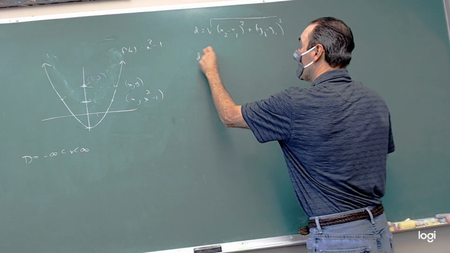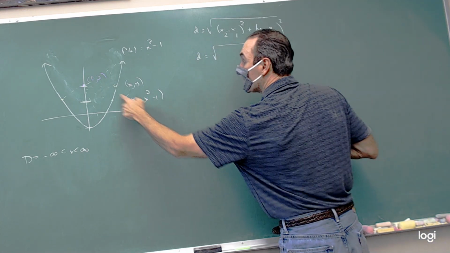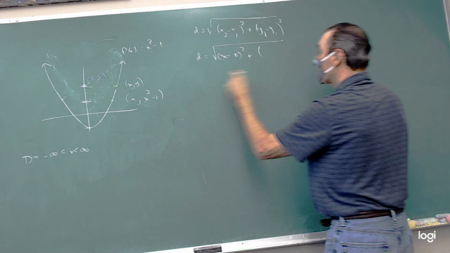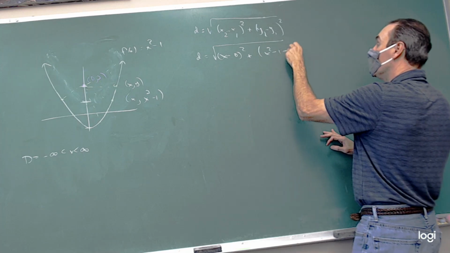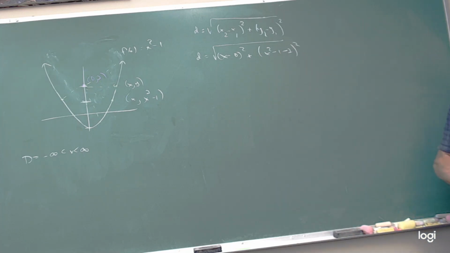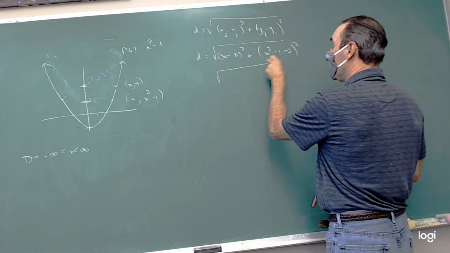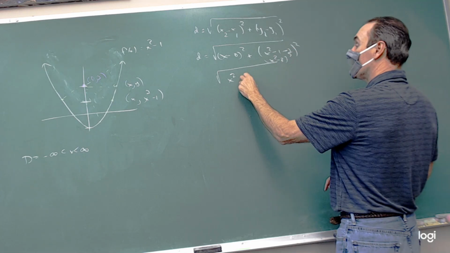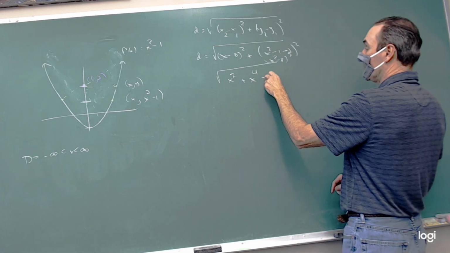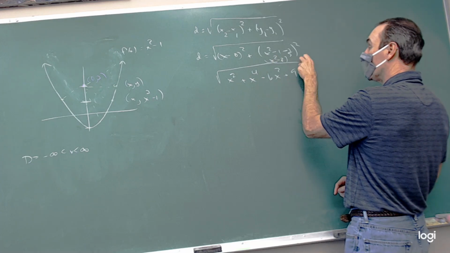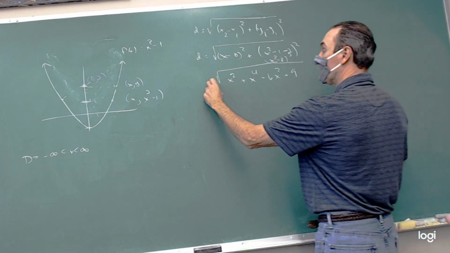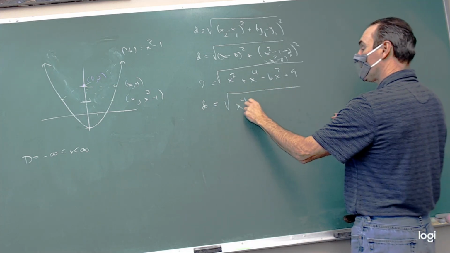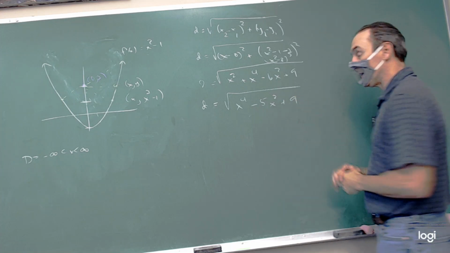So our distance is going to look like the square root of (x minus 0) squared plus (x squared minus 1 minus 2) squared. Okay so far? So that's just x squared. And this is going to be (x squared minus 3) squared, which is going to be the first one squared, twice the product, plus the second one squared. Is that okay? And we can combine the x squared terms. So our distance is the square root of x to the 4th minus 5x squared plus 9.